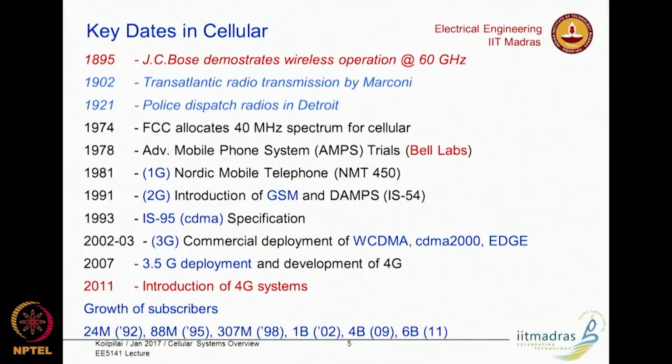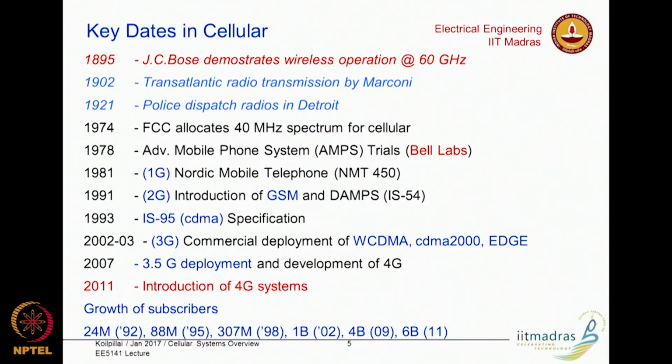But when did it actually start? And just a historical perspective, 1895 was J.C. Bose's first experiment. Transatlantic transmission by Marconi was 1902. The first users of wireless communication were police and the armed forces during the World Wars, both the World Wars, but by and large the commercial use of cellular did not start until much later.